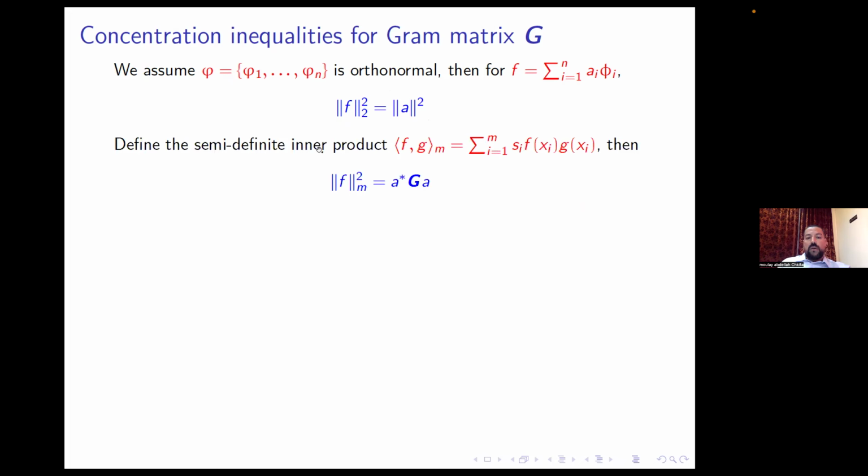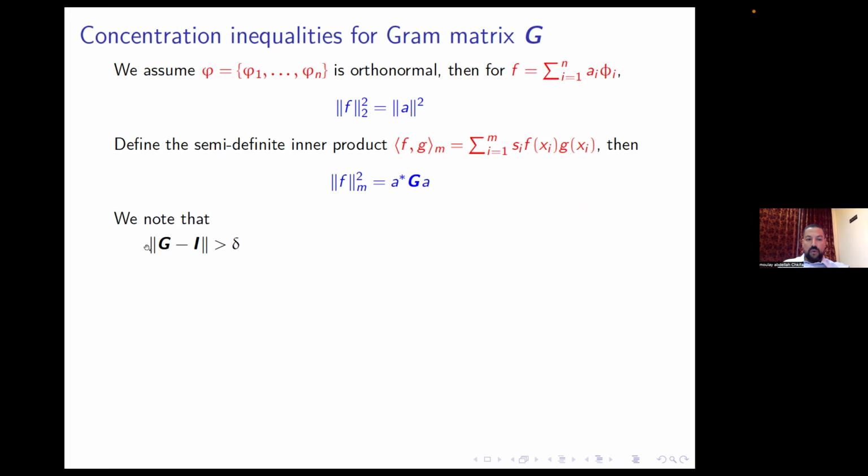And now I have already defined the semi-definite inner product related to the sample and the weights. Using this semi-definite inner product, we know that the empirical norm squared formula is A star G A, or A transpose G A if we're just working with real valued vectors. And as I said, we would like to understand how well conditioned G is around the identity matrix.